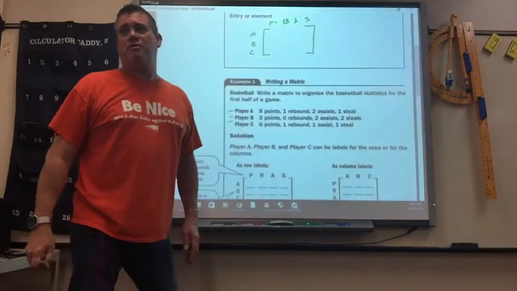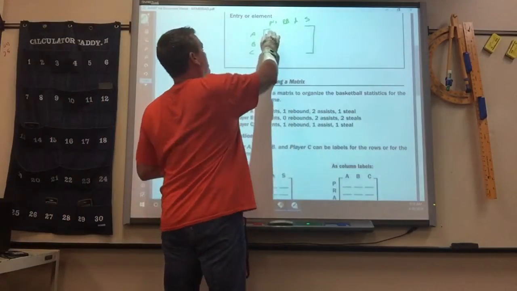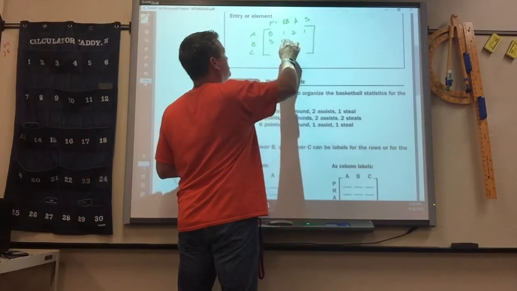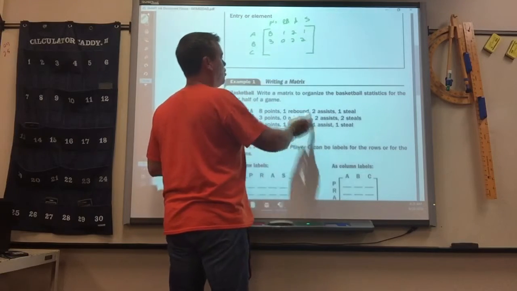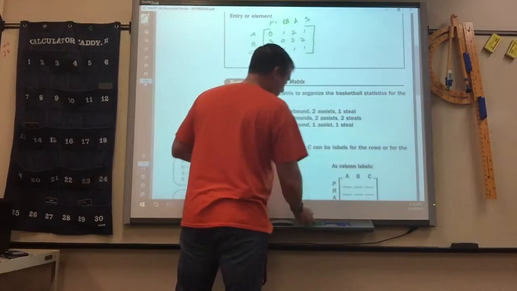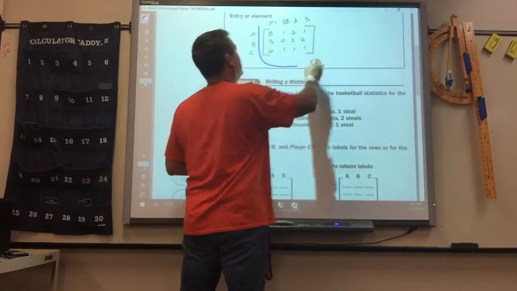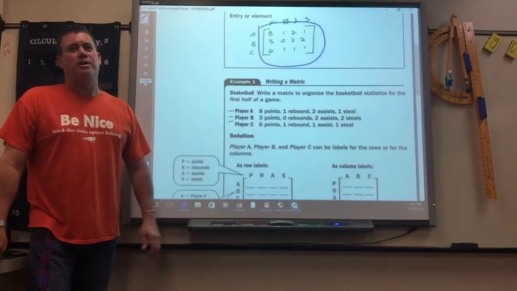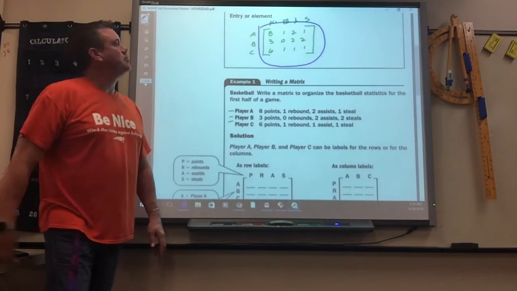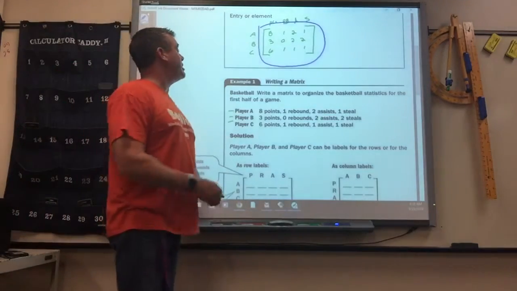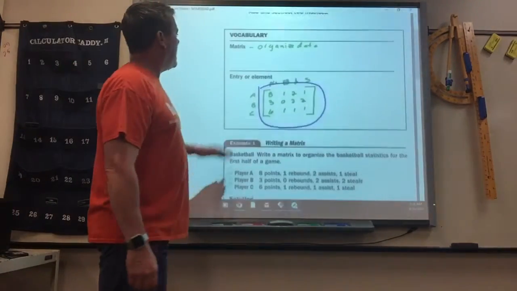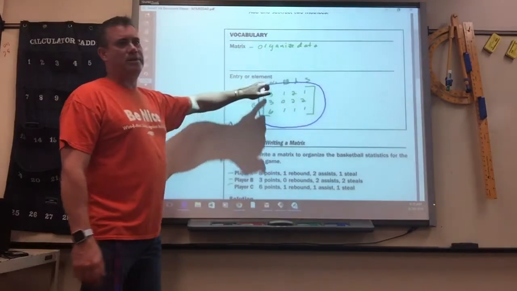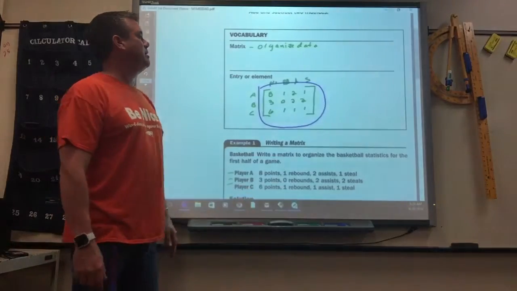So all you do is you put the information in there. 8, 1, 2, 1. 3, 0, 2, 2. 6, 1, 1, 1. This is the matrix right here. It's a way of organizing information. That's why computers use it. Okay? Now, every one of these numbers is called an entry or an element. I've really never heard it called an element before, just entries, but that really doesn't matter.